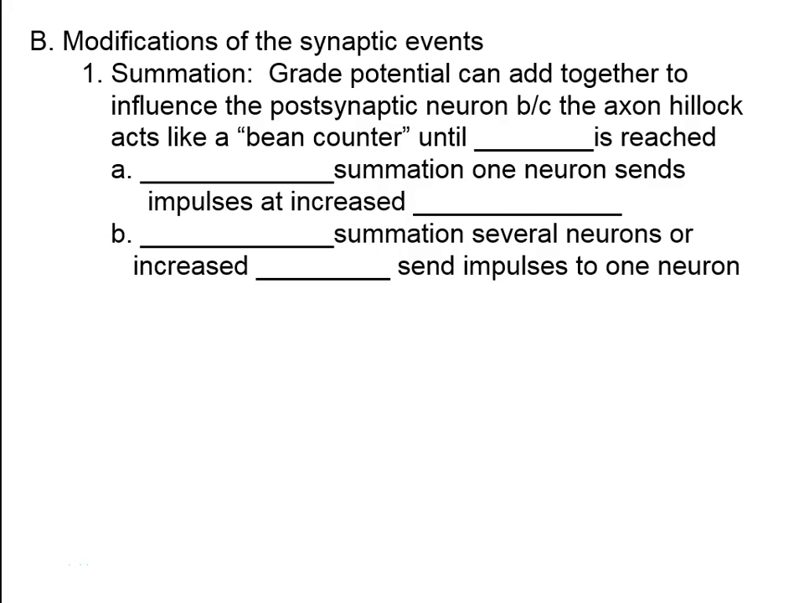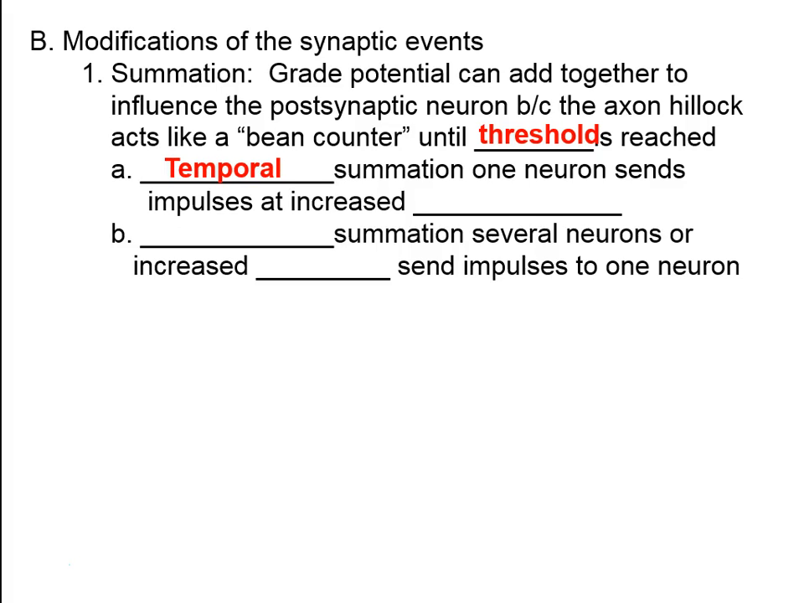So what kind of modifications can we have of the synaptic events we've just talked about? Well, one I've been kind of hinting about is called summation. If you remember in the muscle what summation was, it's where we add together several different potentials, and if they reach threshold it can turn into an action potential. It would be like if you had a 70 and a 90 and a 40 and an 80 and a 100 and they all average together, and if it's passing, then you pass the class. So a graded potential can add together to influence the postsynaptic neuron because the axon hillock acts as a bean counter until threshold is reached.